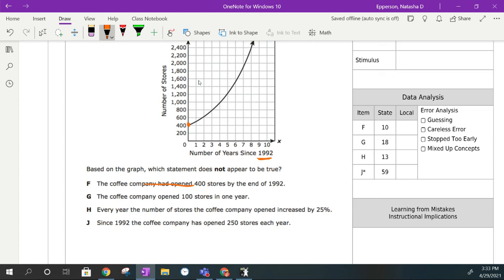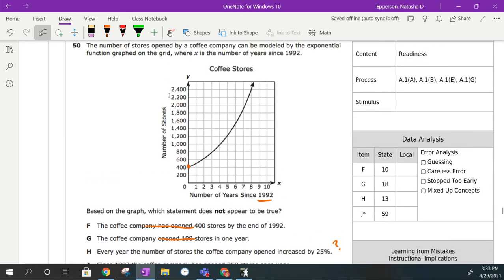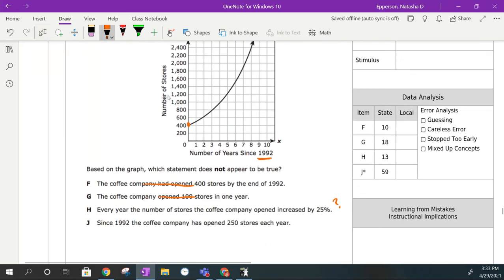So F is out. The company has opened 100 stores in 1 year. We can't really say whether or not that's true. Every year, the coffee company's stores increase by 27%. Maybe. In 1992, the company had opened 250 stores each year. So if I look at this, since 1992, and I count, these are going to go up by 250 each time. So our answer is J.